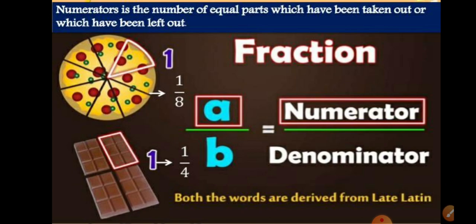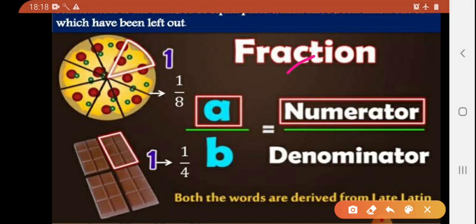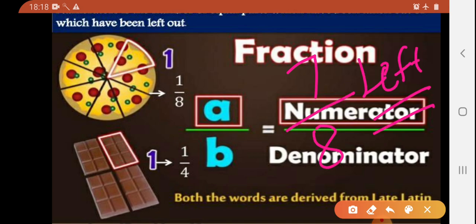Here, a pizza is divided into 8 parts and I have taken 1 part. The taken part of the pizza will be 1 by 8, and the left part of the pizza will be 7 by 8. Here 7 is the numerator. In the case of 1 by 8, 1 will be the numerator.